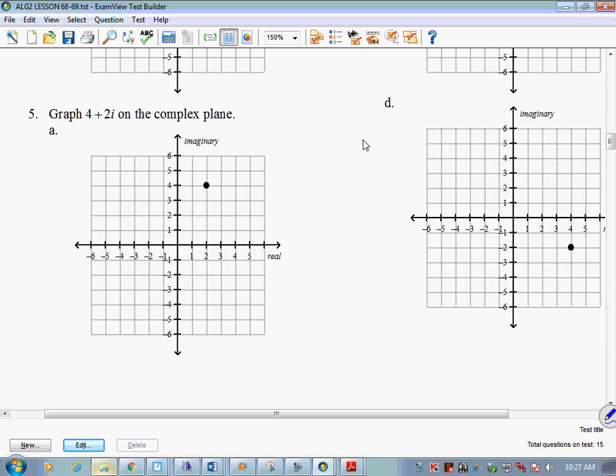All right, am I going left or right in 4 plus 2i? Right, how far? 4. So I'm going to go 4 to the right. Am I going up or down? Up how far? 2. So I should get something that puts a dot right there. All right, do I have anything that does that? A, B, C, or D? Now remember, it goes A.